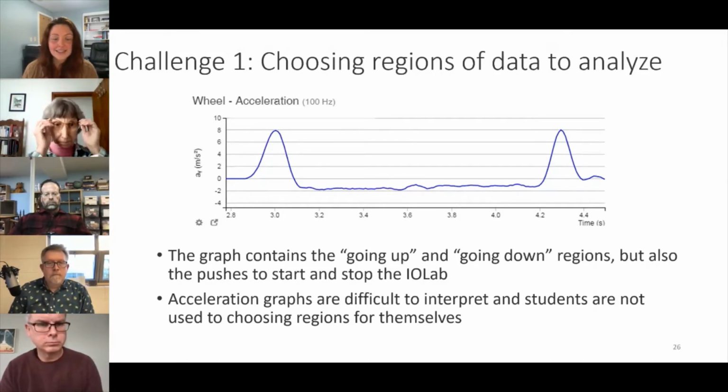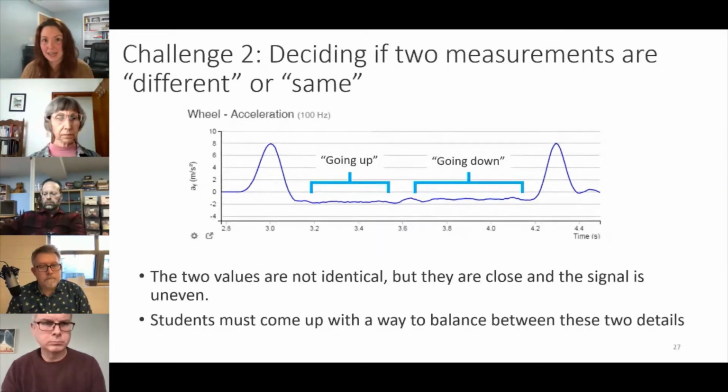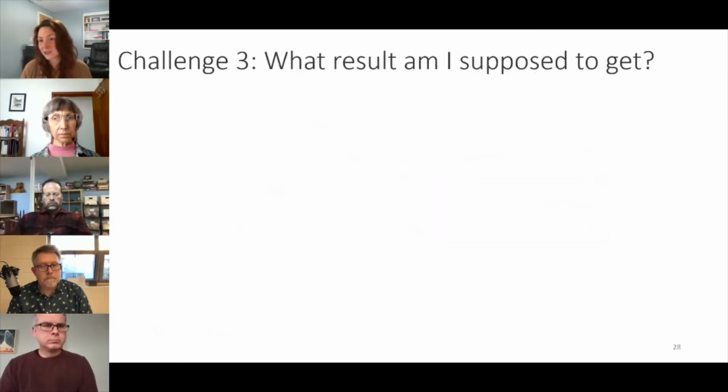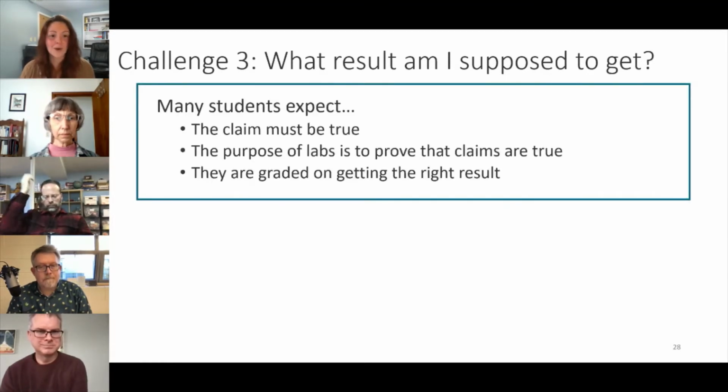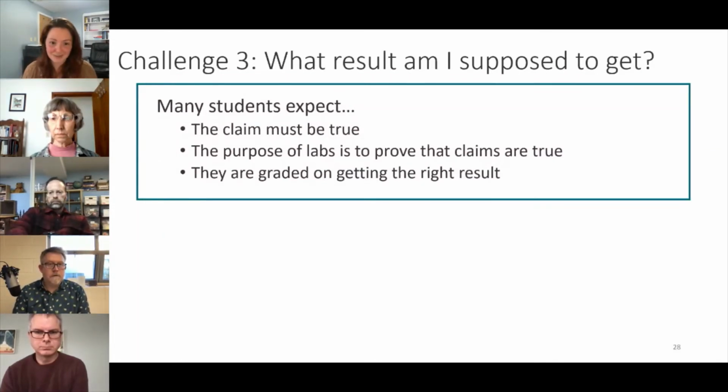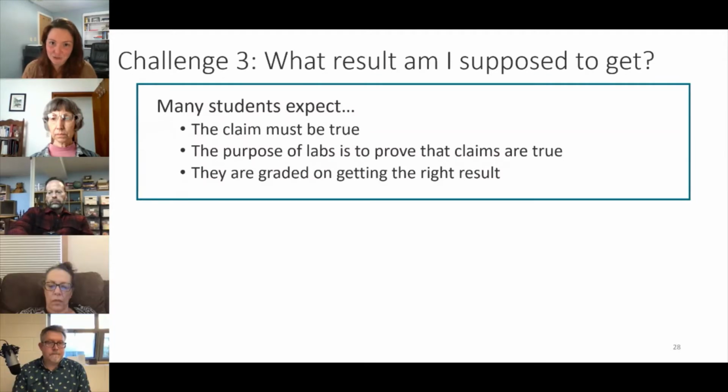The second thing is deciding what different and same mean without prior experience doing this. And this is an interesting case where the two values are not identical, but they're close. So students have to come up with a way to balance between these details. And then, of course, most of our students come up through the Western educational system, so they're also tangling with the question of what do you really expect from me? Students who enter labs in particular expect that when we give them a claim, it's going to have to be true. Labs prove that claims are true, and we're going to grade them by getting the right answer.